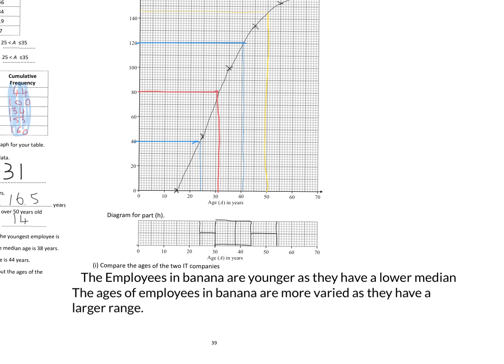Okay, and just to finish off, we've got there that the ages of employees in banana are more varied as they have a larger range. And you could put that on its head and say the ages of employees in Dull are less varied as they have a smaller range.